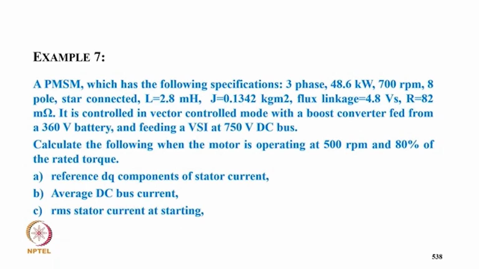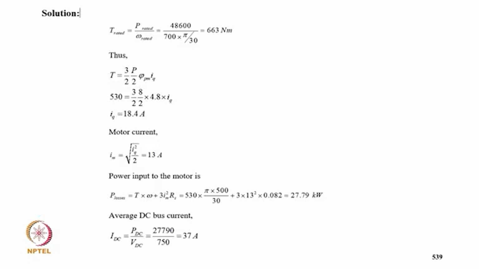Now coming to example 7: a PMSM which has the following specification: 3-phase, 48.6 kilowatt, 700 RPM, 8-pole, star connected, L equal to 2.8 millihenry, J equal to 0.134 kg m square, flux linkage 4.8 volt second, R 82 milliohm, and is controlled in vector control mode with the boost converter fed from a 360 volt battery and feeding a VSI at 750 volt DC. Calculate the following when the motor is operating at 500 rpm and 80% of rated torque: reference DQ current components, average DC bus current, and RMS current.